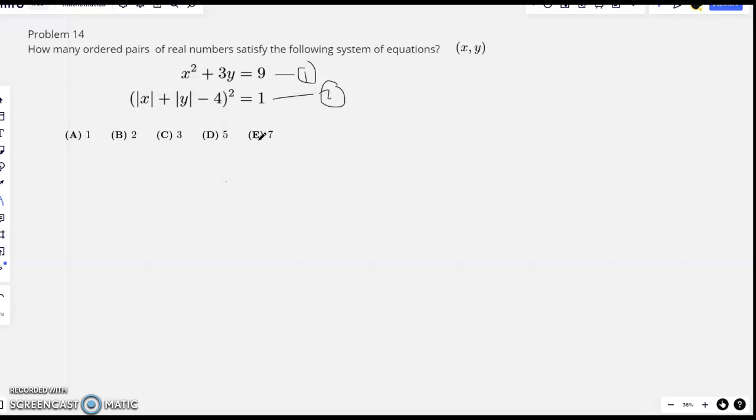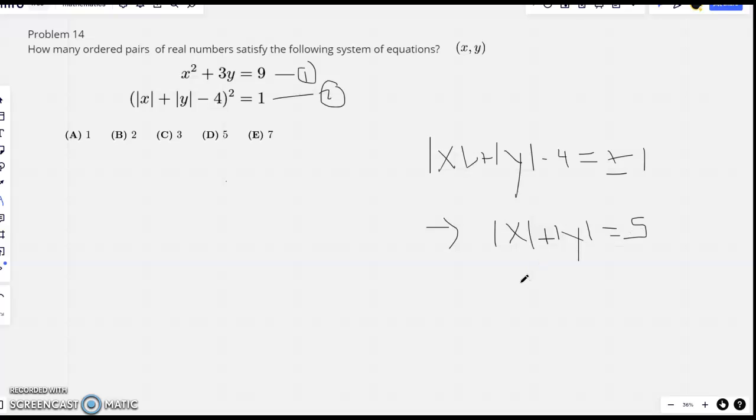With this absolute value equation, we have two cases where absolute x plus absolute y equals plus or minus 1, and we can solve: absolute x plus absolute y equals 5, or absolute x plus absolute y equals 3, and we can graph this out.